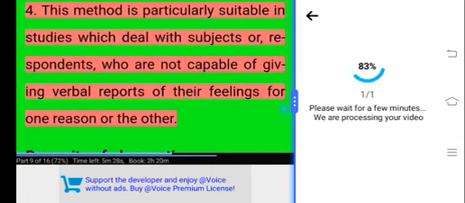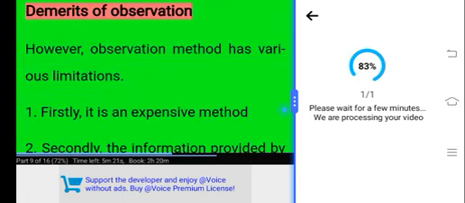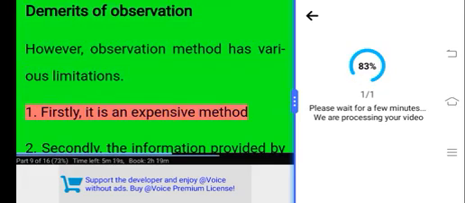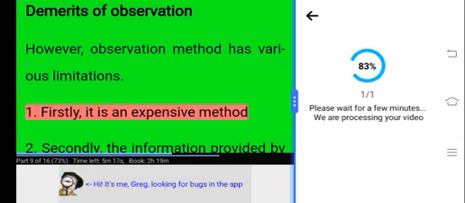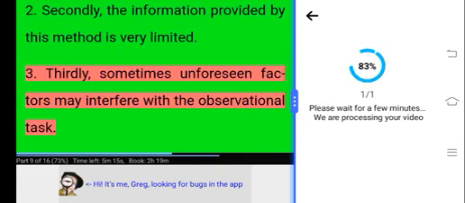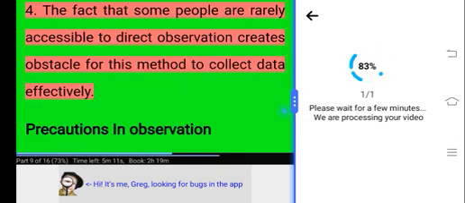4. This method is particularly suitable in studies which deal with subjects or respondents who are not capable of giving verbal reports of their feelings for one reason or the other. Demerits of observation. However, the observation method has various limitations. Firstly, it is an expensive method. 2. Secondly, the information provided by this method is very limited. 3. Thirdly, sometimes unforeseen factors may interfere with the observational task. 4. The fact that some people are rarely accessible to direct observation creates an obstacle for this method to collect data effectively.